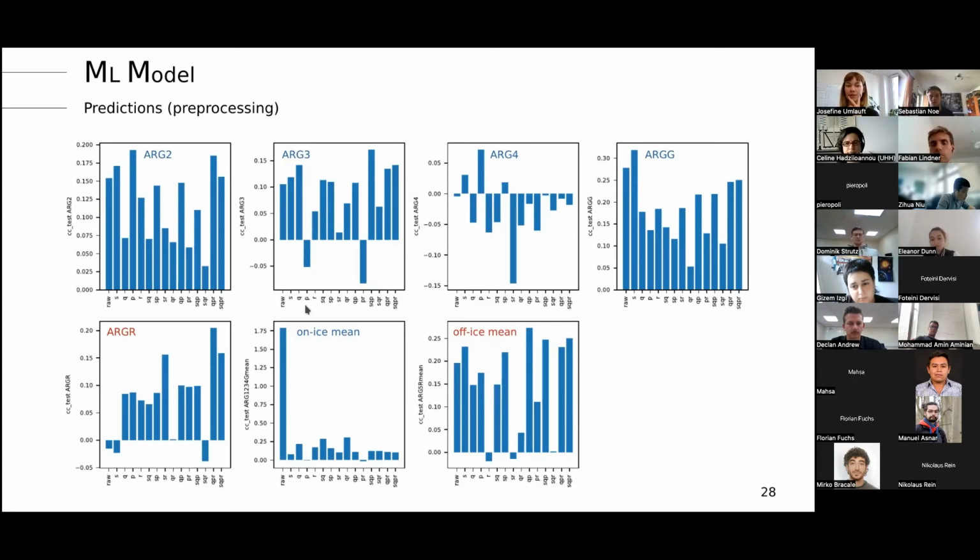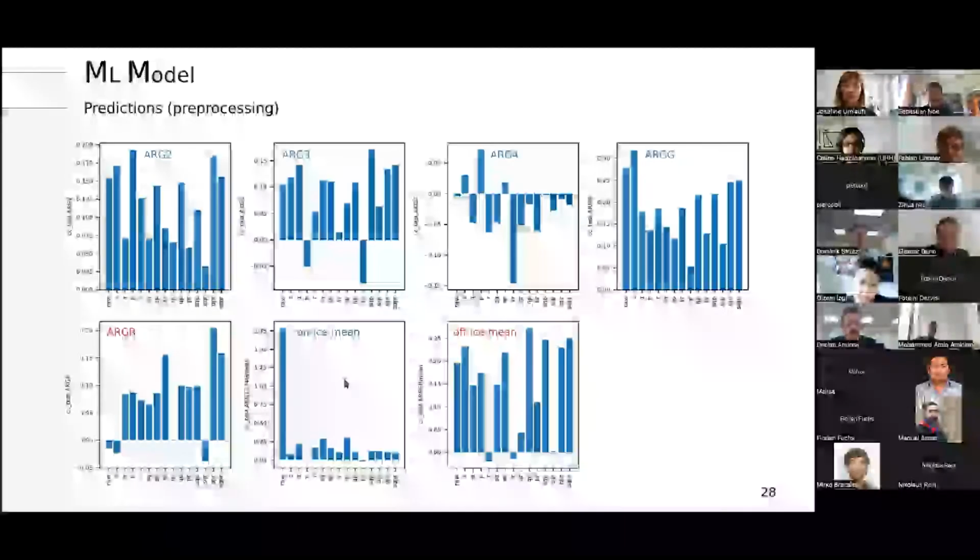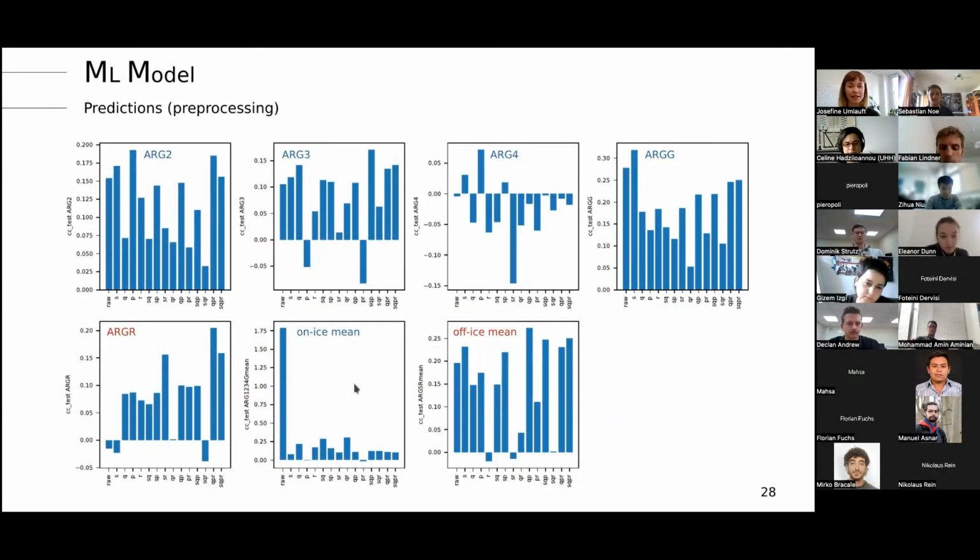And also the mean of all on-ice stations gives a very good result when we do not apply... no, it's not here. On-ice mean, yeah. No, I think there's something wrong. I will show you the result. But it also gives a good result when we average just all on-ice stations.